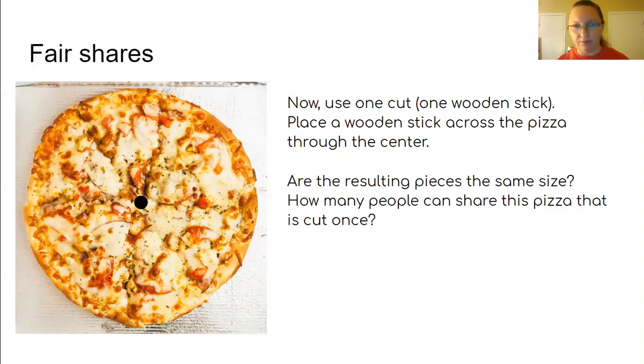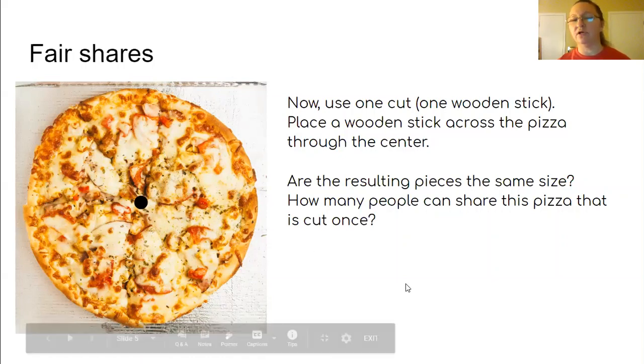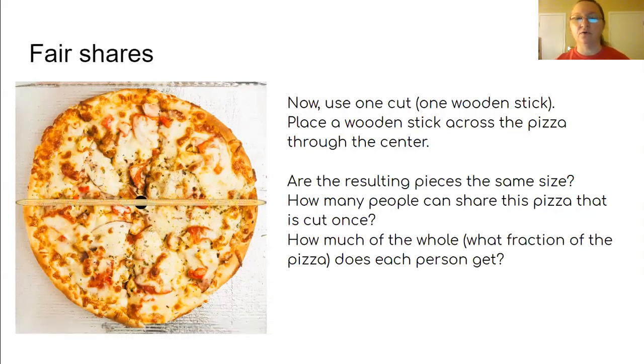Now, if you put a stick across a pizza through the diameter, it doesn't matter which way the stick's going, it's going to cut that pizza in half. So you're going to have 2 pieces of pizza. Okay, so each person's going to get a half of the pizza. And so we went through and we did that with our stick, and we plotted our information on the board.